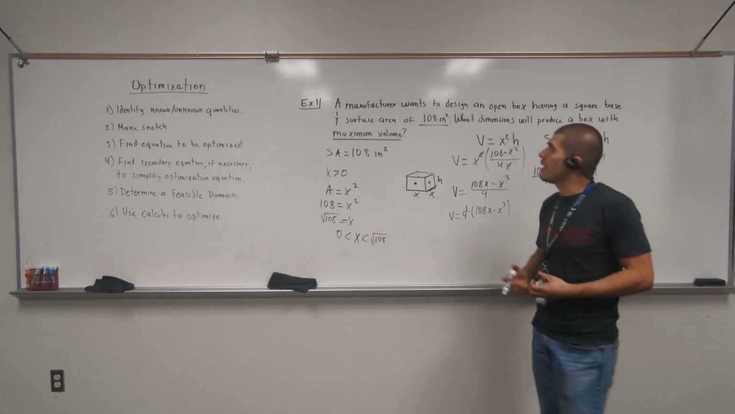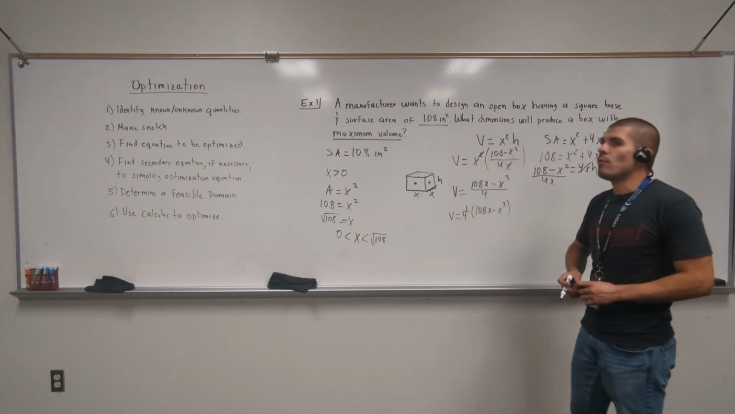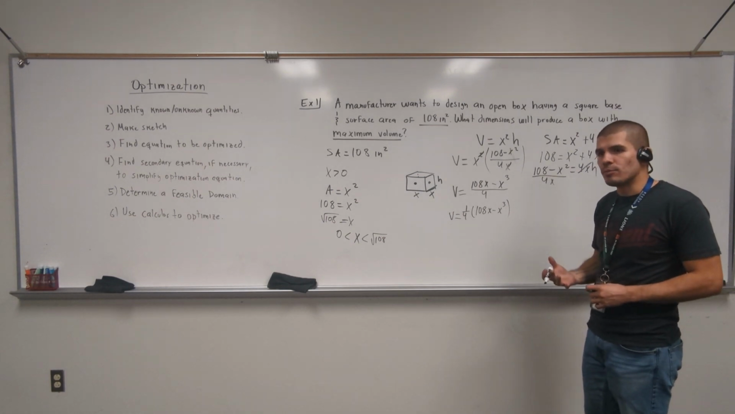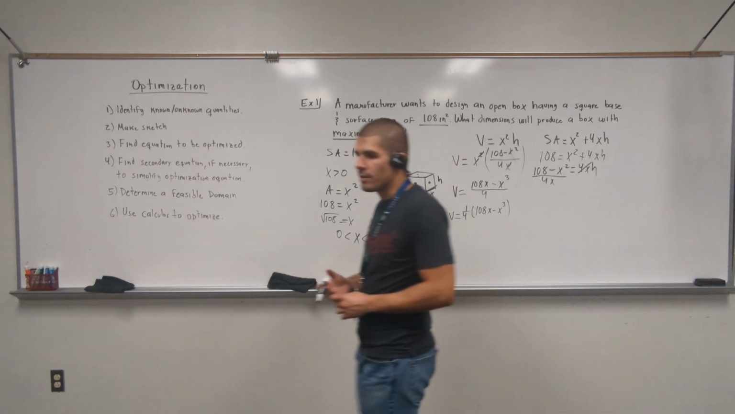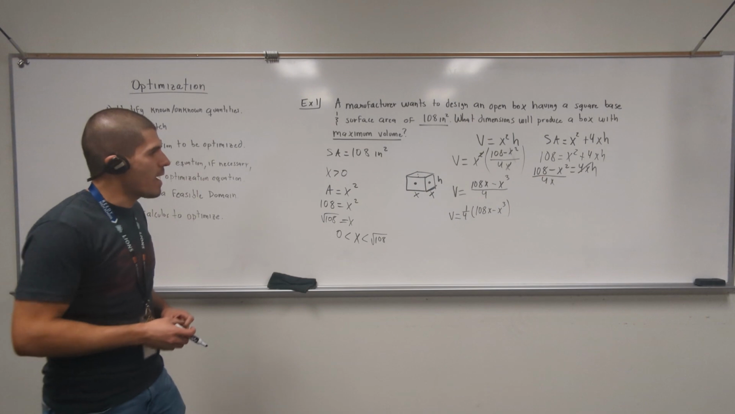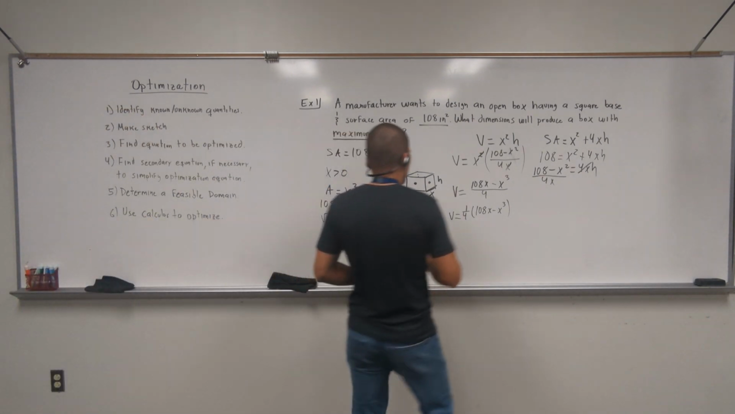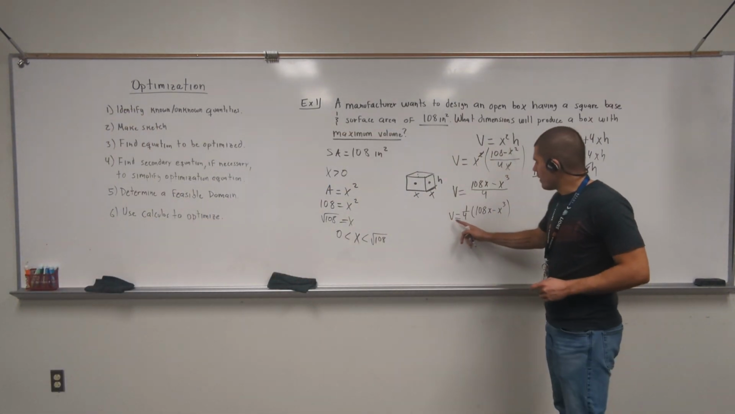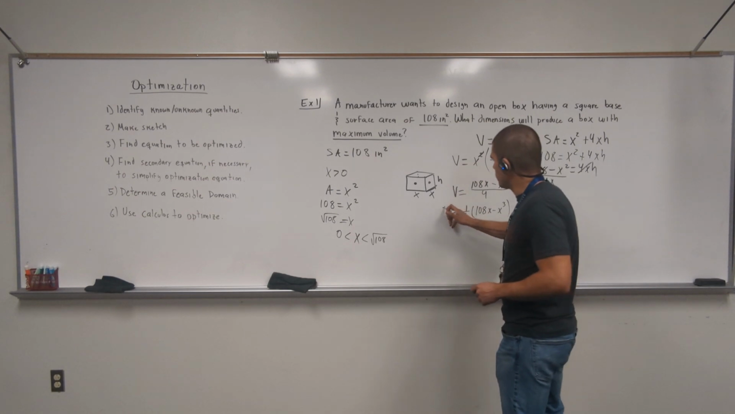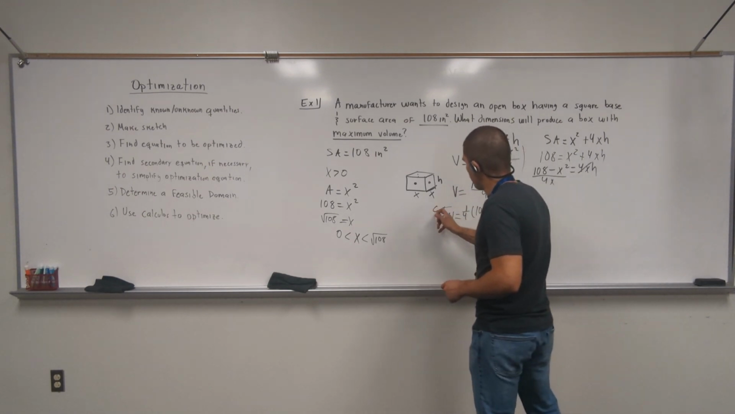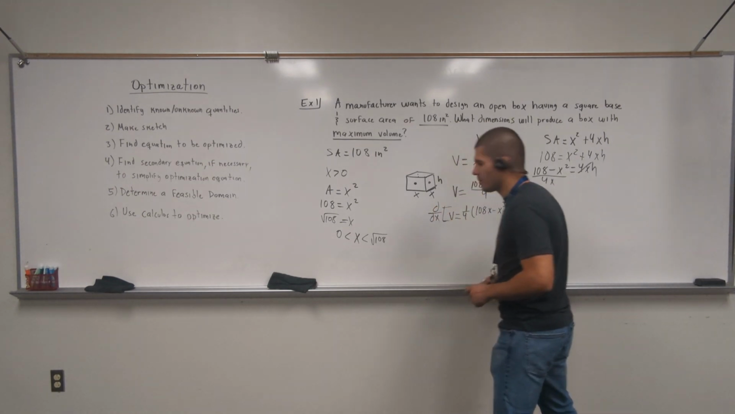So now, here is my volume equation. What am I being asked to do? I'm being asked to find a maximum volume, which means I need to take the derivative of this equation in order to find a maximum. Since I have the variable v and I have the variable x, I'm gonna decide to take the derivative with respect to x.